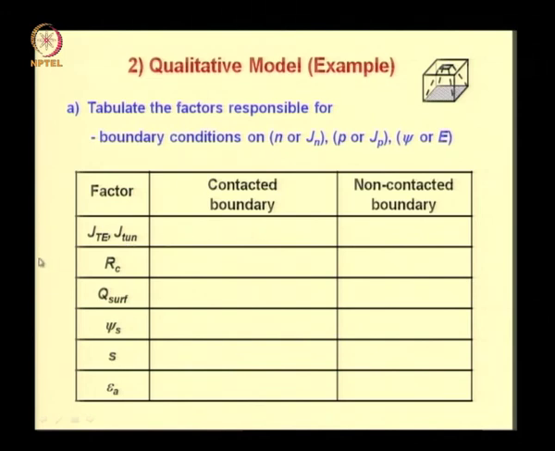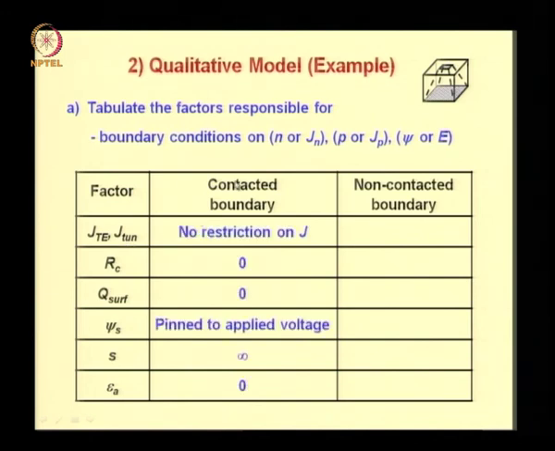Now, for our case, we will assume that at the contacted boundaries there is no restriction on J. So, we do not bother whether the current is thermionic emission or tunneling, the current can always vary as dictated by the applied voltage. The contact resistance is 0, there is no surface charge, and the surface potential is pinned to the applied voltage. This means if I apply voltage V to the top contact, the potential of this surface would be V with respect to the bottom contact, which will be assumed to be at 0 potential.